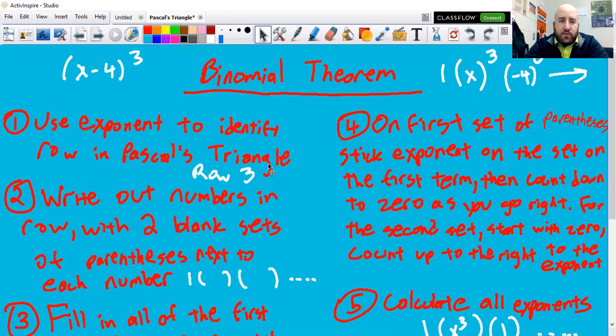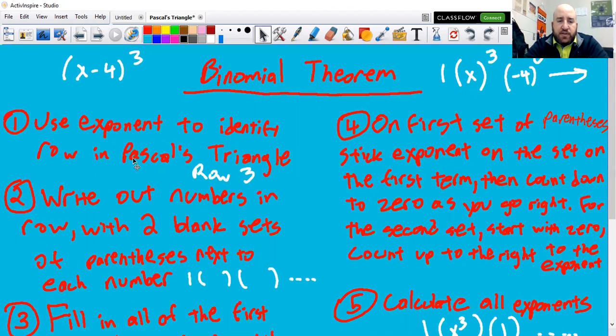So what do I have to do? You're not having to repeat the steps in your head. You just say, all right, I got to expand this. So I got to use row 3, which is 1, 3, 3, 1. So I write out 1, parentheses, parentheses, plus 3, parentheses, parentheses, and so on. So we'll get to that on the next page in terms of doing the whole example.